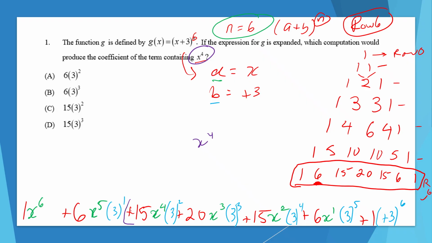And now we're looking for the term containing x to the 4th. Looking for that, I see that this is this term right here, which is 15 times x to the 4th times 3 squared. We don't even need to evaluate any of this because our answer choices are perfectly aligned if you use the binomial theorem. So C should be the correct answer there, right?